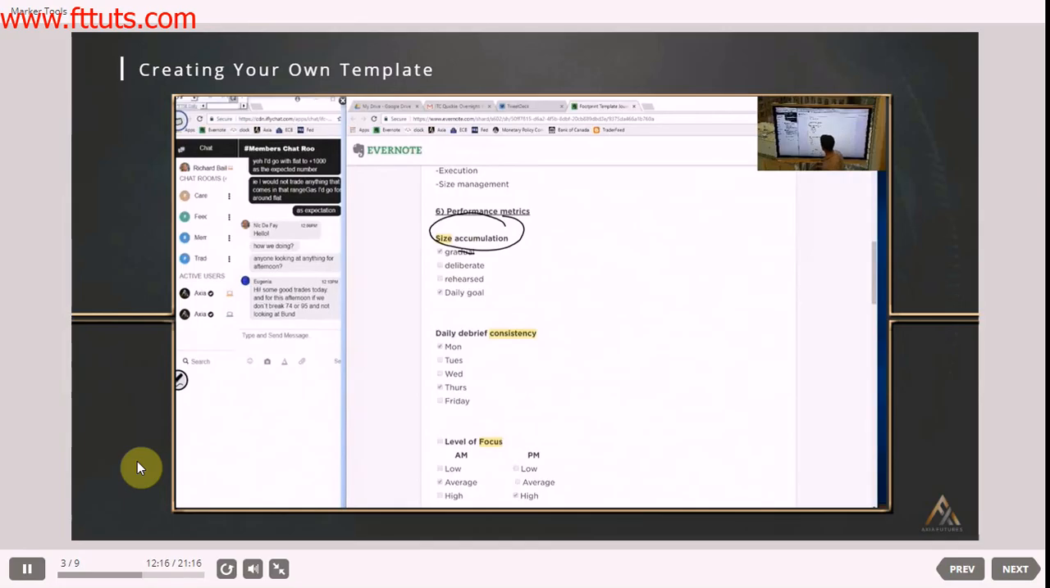So I say to myself, well, if my goal is size accumulation, how am I going to get there? Well, it needs to be gradual, it needs to be deliberate, it needs to be rehearsed, and it needs to be the daily goal I set out for myself. So again, at the end of every single day, I go and say, well, was I gradual in the increments? Was I deliberate? Was I rehearsed? And did it achieve my daily goal? If it didn't, well, guess what? You didn't achieve this goal. So what do we do?